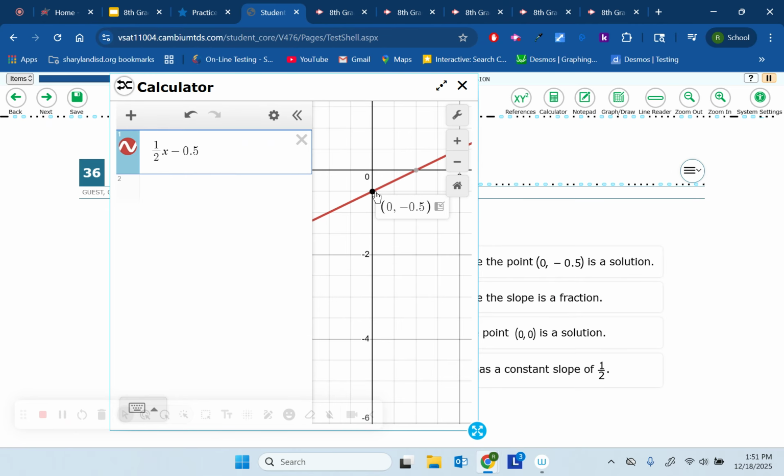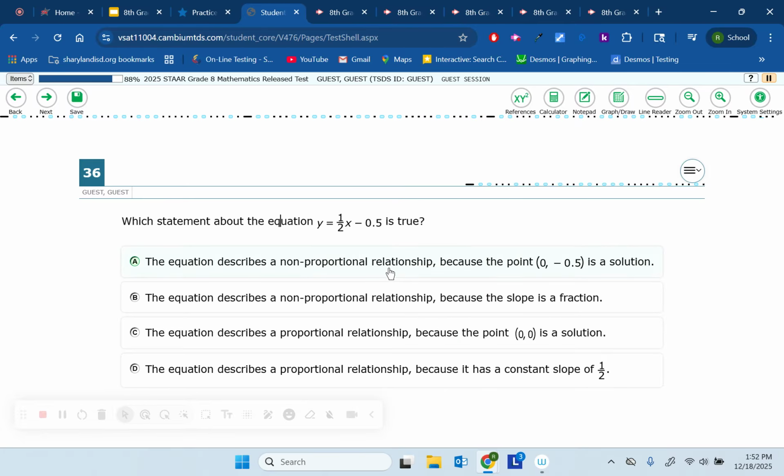0, negative 0.5 is a y-intercept. A solution to a function, a linear function, is where the graph intersects the x-axis. 1, 0 is a solution, but not 0, negative 0.5. No, that's the y-intercept. Okay, so if you're a student watching this, know the state bombed this one. It is not a solution.